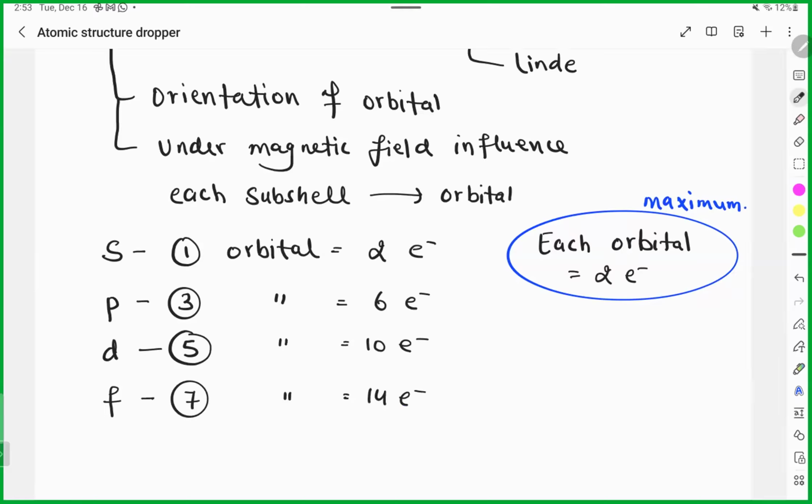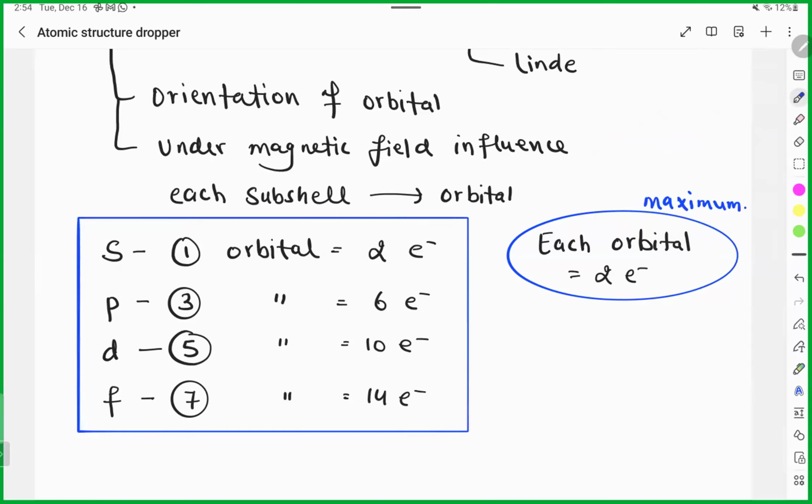So this is what you need to know. Each subshell has how many orbitals and how many electrons. Electrons we know because S subshell has 2 groups, so 2 electrons. P subshell has 6 groups, 6 electrons. D subshell has 10 groups, 10 electrons, and the same, 14 groups in case of F. Correct?